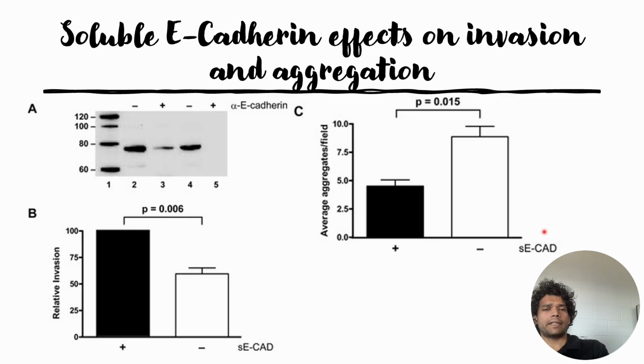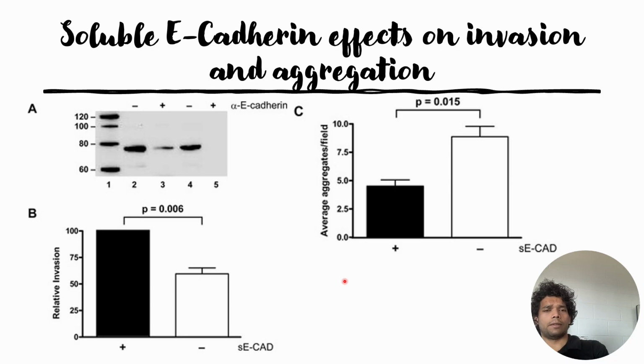So when the soluble E-Cadherins are not present, the chances of aggregate formation are higher, because the soluble E-Cadherins will disrupt the 2 cells from interacting with each other, as the soluble E-Cadherins can affect the binding of the cells. That disruption of aggregation is seen in the case where soluble E-Cadherins are present.